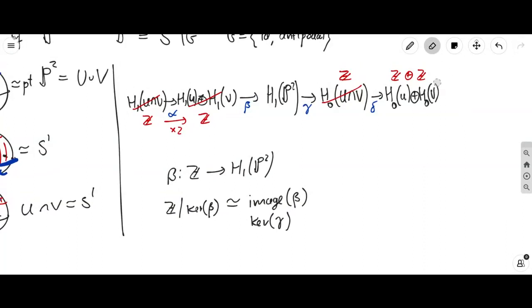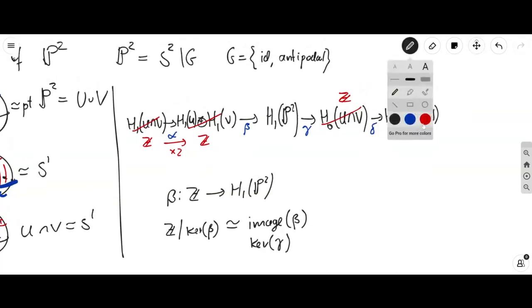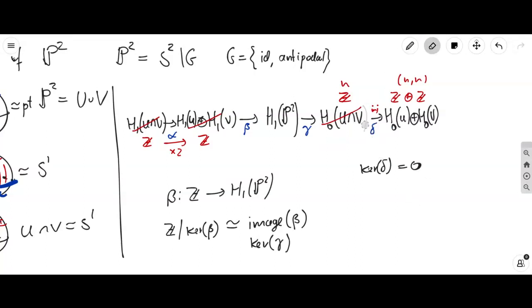Okay, so now let's look at this map over here, delta. Delta is an injective map, because this is the mapping that simply sends an integer to its diagonal. I leave that for you to think about. This is actually very simple because this is the H0 homology, so that's just determined by path component. This is actually very easy to understand. So this is an injective map, which means that the kernel of delta is equal to 0.